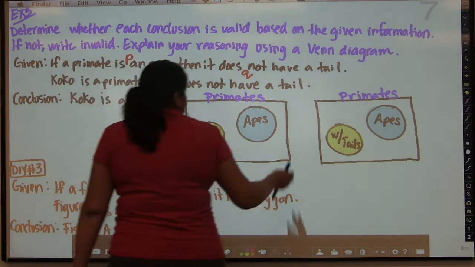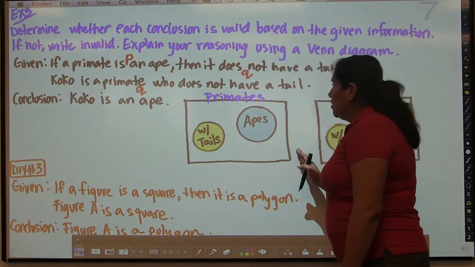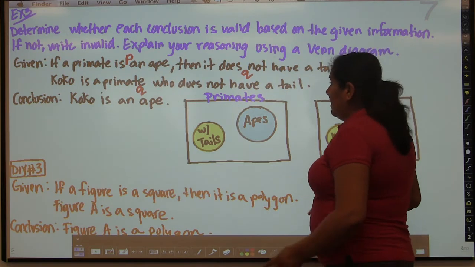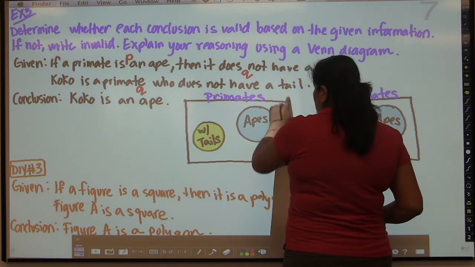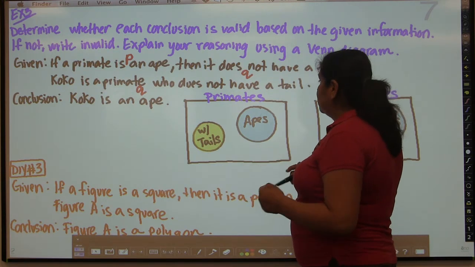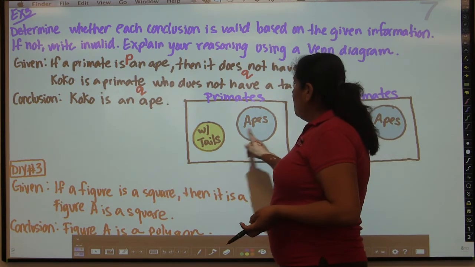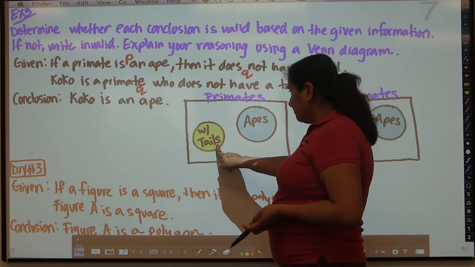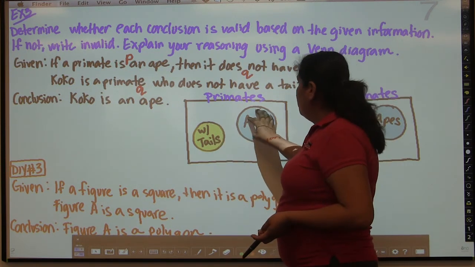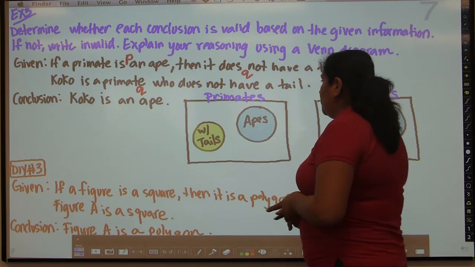So what I have here in the first diagram is just kind of showing you what the first conditional is saying. If you are a primate, so we have this big box here, all inclusive is all primates. And then inside of it you have two types of primates. You have apes, and then you have primates with tails. Okay? So if you're an ape, then you do not have a tail, so there's no overlap there. So that's what we're showing there.